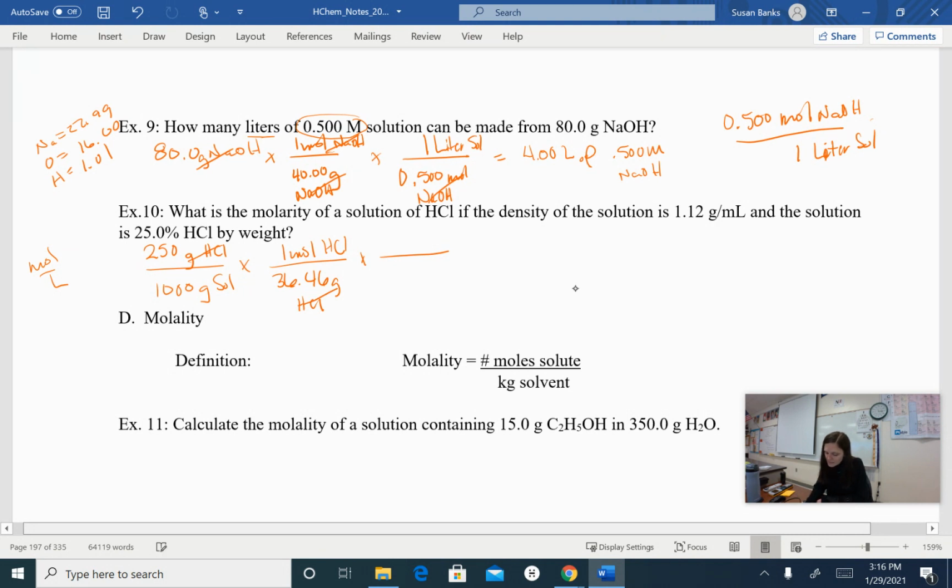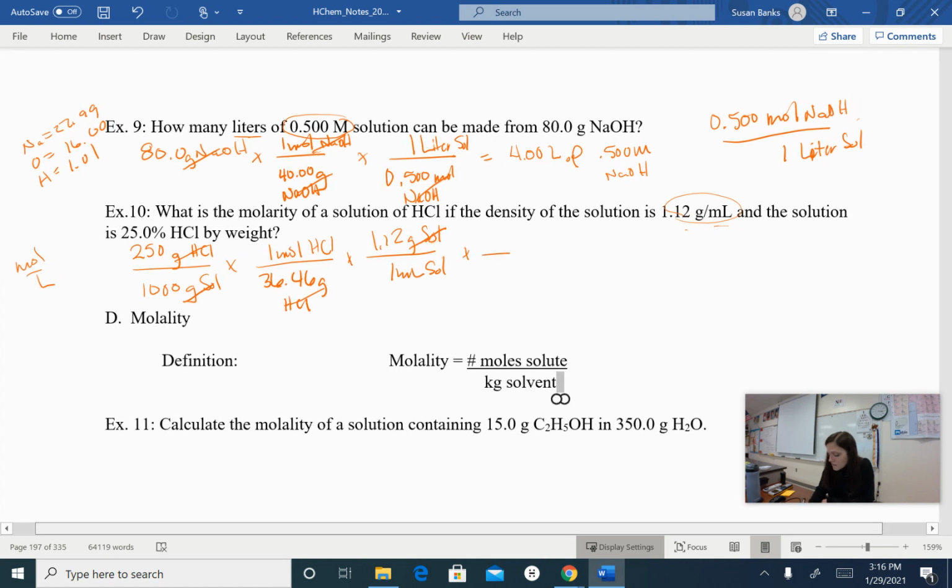So can I use the density to transfer from grams to liters? I have grams to volume. So I'm going to put this on the top, 1.12 grams of solution in 1 milliliter of solution. My grams of solution cancel out, and I now have milliliters. I can definitely convert milliliters. I have 1,000 milliliters in 1 liter of solution. So my milliliters of solution cancel, and I'm now into liters. So I have moles over liters.